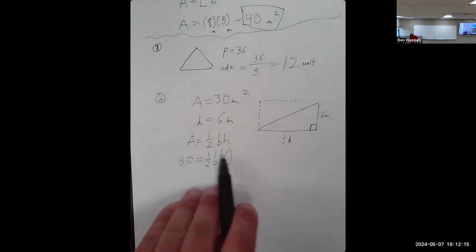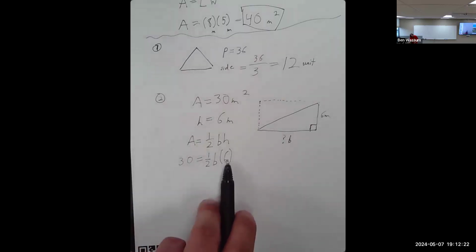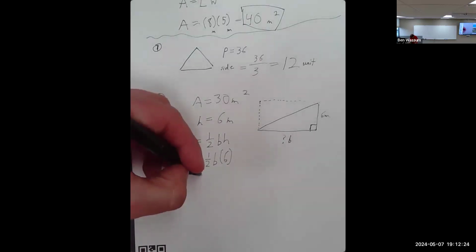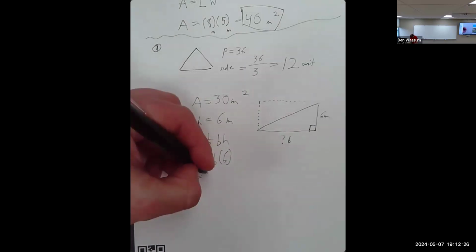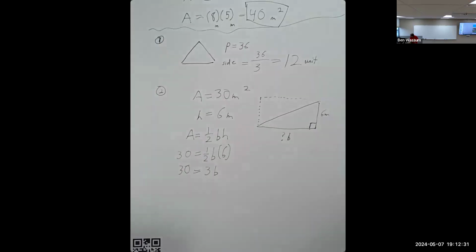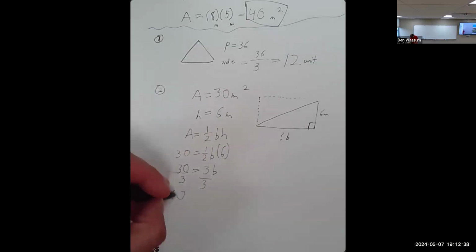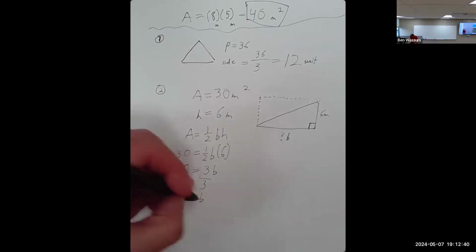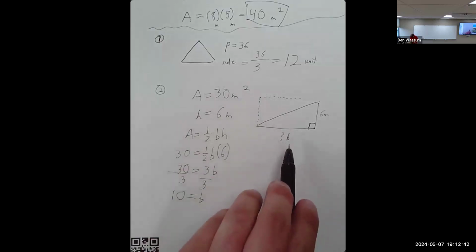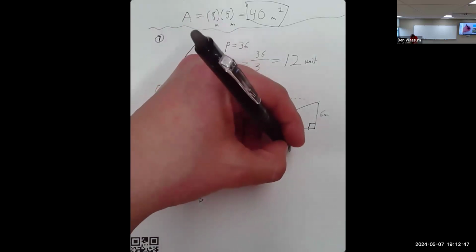Now, over here on the right, we have three things multiplied together, and it doesn't matter what we multiply together first, so that means I can do the 1/2 and the 6 together. Half of 6 is 3. And then I can divide off the 3. And I get 10. That means over here, that base is actually 10 meters.